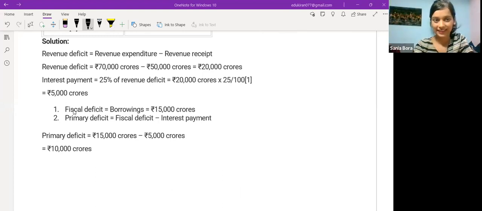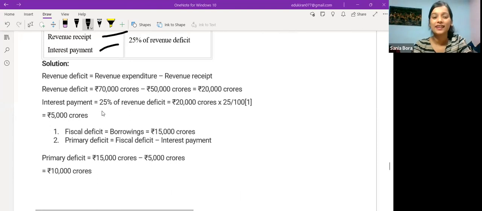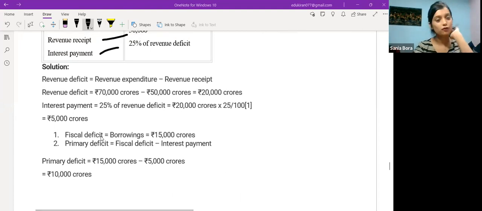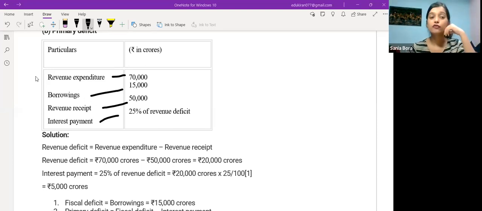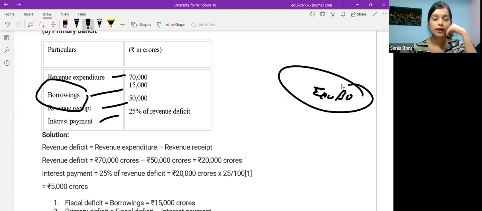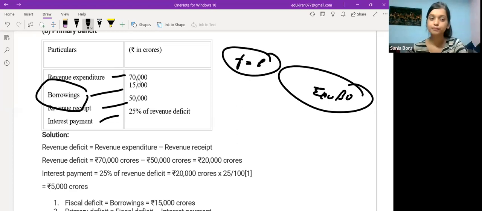Primary deficit is 10,000 and fiscal deficit is 50,000. See, one thing which I need to tell you: for fiscal deficit there's a formula, but over here, with the help of given values, you cannot find the fiscal deficit. So at that time, your fiscal deficit will be equal to your borrowing. You remember in the formula I mentioned excluding borrowing? But in case other values are not given to you, your fiscal deficit will be equal to your borrowing. Clear?